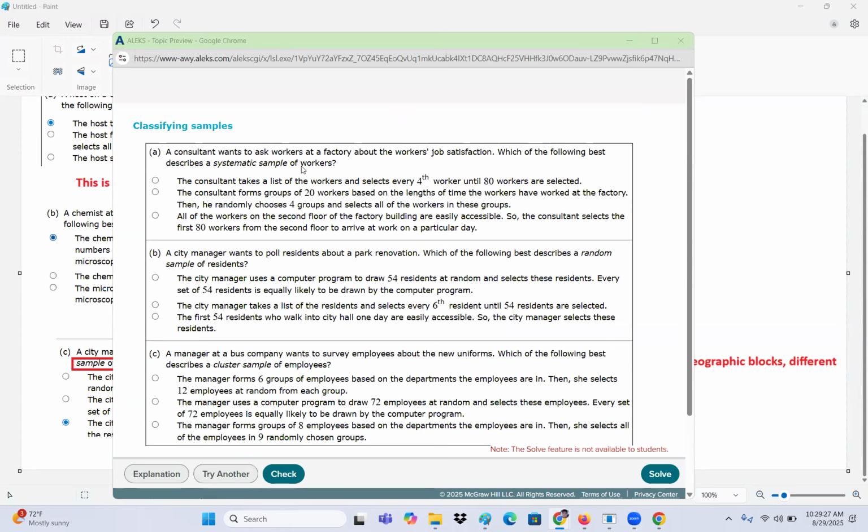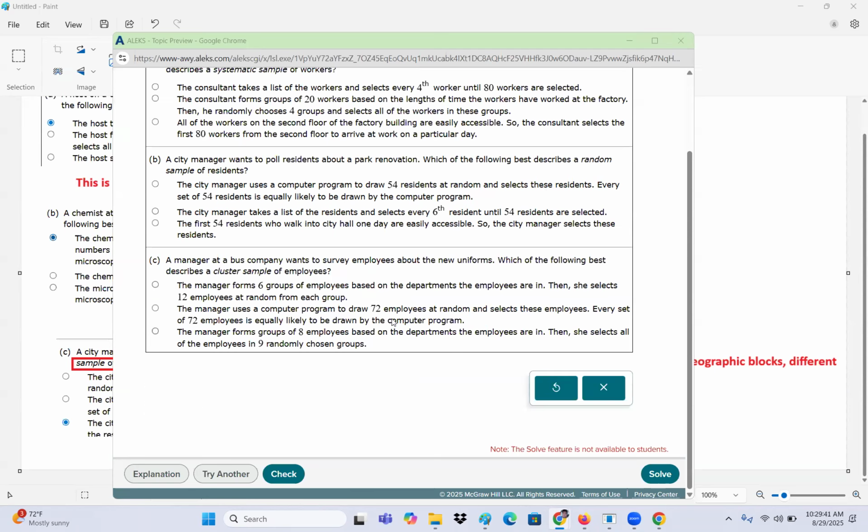Let's say every four workers: we know this is systematic, so there's no question to ask. The question says systematic. And random sampling, whenever you see the words equally likely, it has to be this. Cluster sampling is based on department, or groups of eight employees, something like that. So yeah, it's done.